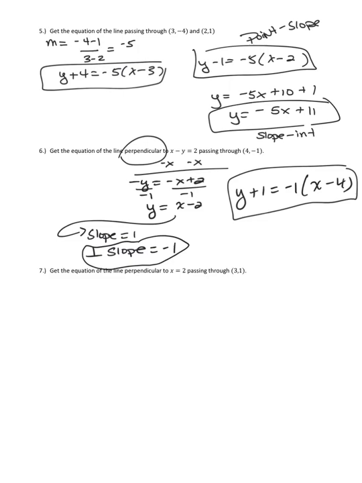Okay, the last one, get the equation of the line perpendicular, so it would just be y equals 1. So they gave you a vertical line. So a horizontal line will be perpendicular. So it has to be y equals, since it's a horizontal line.